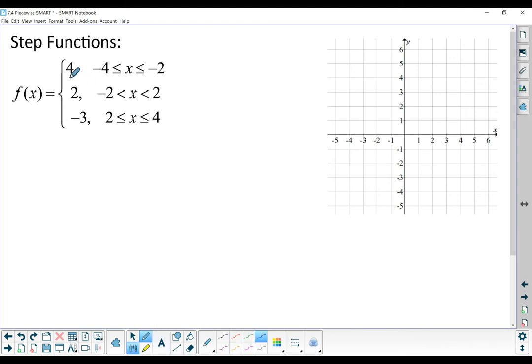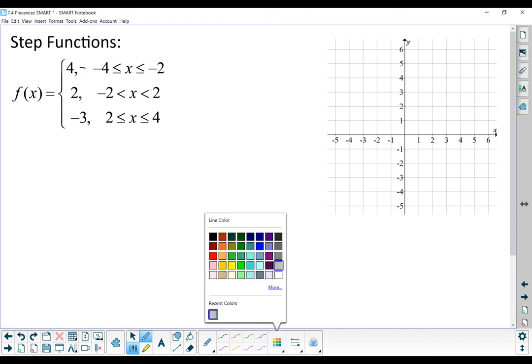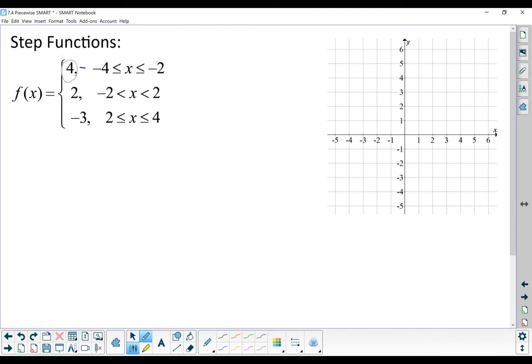The first step has a height of 4. So that would be, if it was just this, y equals 4, it would be this whole line up here. But we only want to keep a piece of it between -4 and -2 as the domain of that piece. So filled in circle on both sides of that piece. From -4 over to -2, this little piece. So any other portion of that line I would want to erase away.